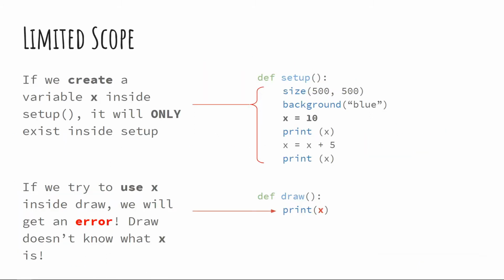So if we create a variable x inside setup, it only exists inside setup, very much like the laws being created in Canada or in the United States will only be seen in that particular country. It won't be seen at the global level. So if we then try to use x inside draw, we'll get an error because draw doesn't know what x is. It's never seen x before, it has never heard of x because x was defined in a different scope.